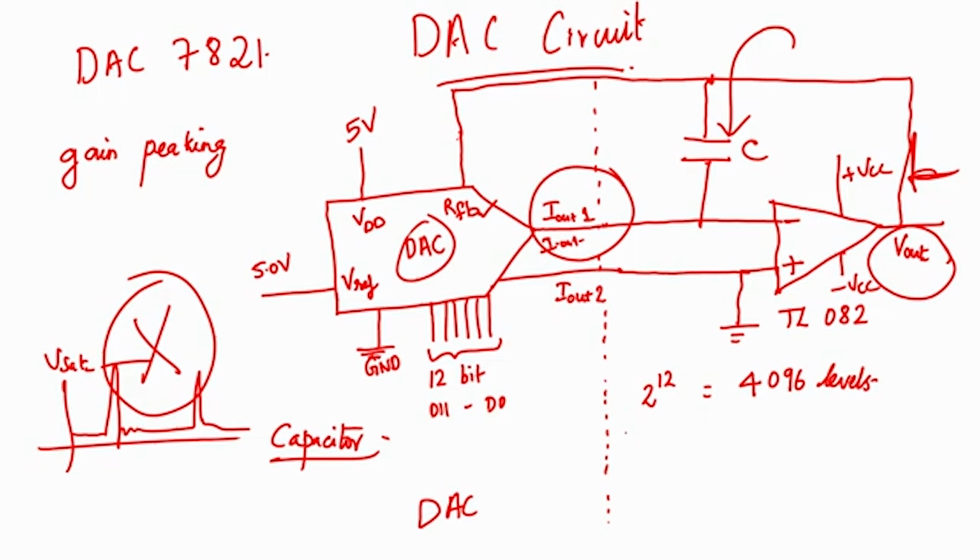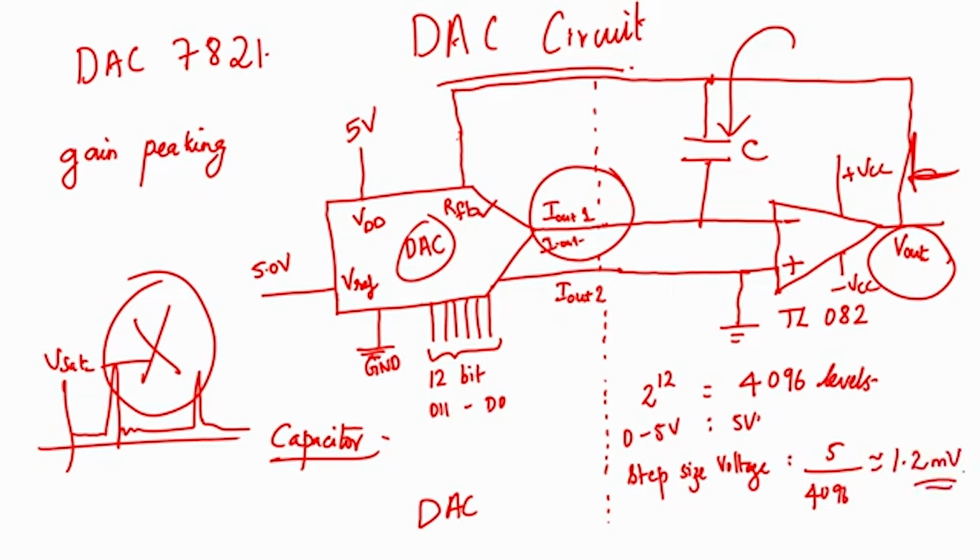And your total voltage swing is what? If say your reference voltage is 0 to 5 volt, your voltage swing will be 5 volt, correct. So, your step size voltage for each change in bit sequence would be 5 by 4096. You can do mind calculation itself on this, you do not need a calculator for this. This will come to around 1.2 millivolt for each change in bit, correct.